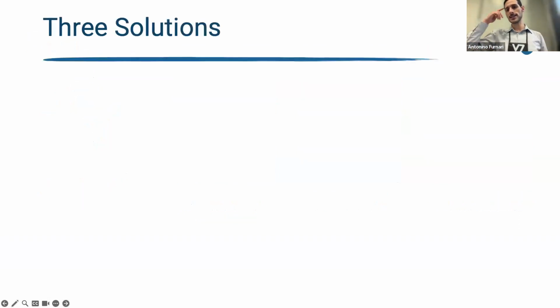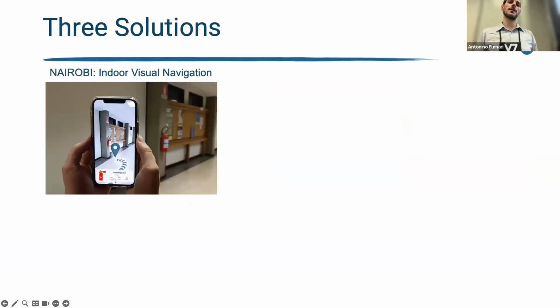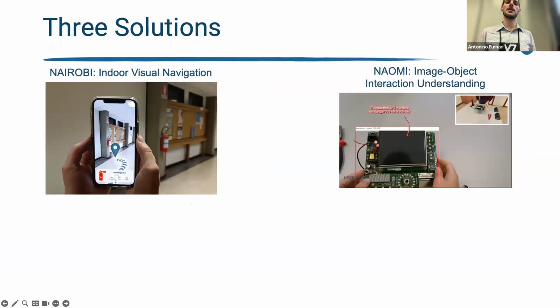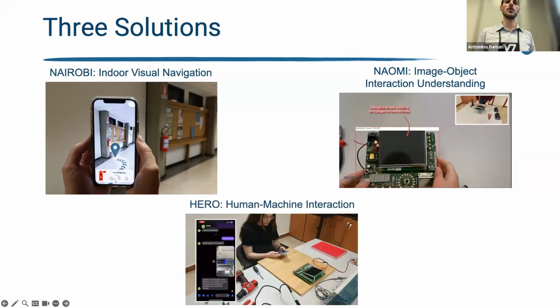Well, what's the idea? The idea is to bring our academic knowledge to real applications which have something to do with mobile devices, and in particular with wearable devices. And we're working towards 3 lines, 3 products, which are Nairobi, an indoor visual navigation system, and I'll show you a quick demo of this in a second, and Naomi, a human object understanding, interaction understanding system, and Hero, a human machine interaction system.